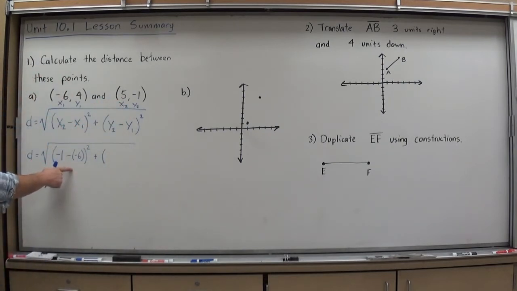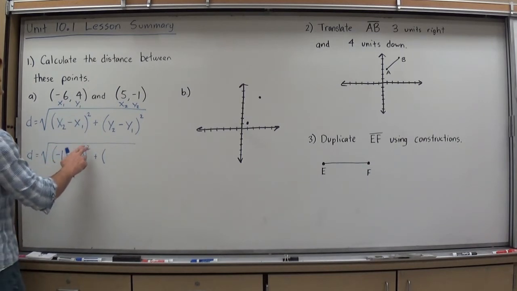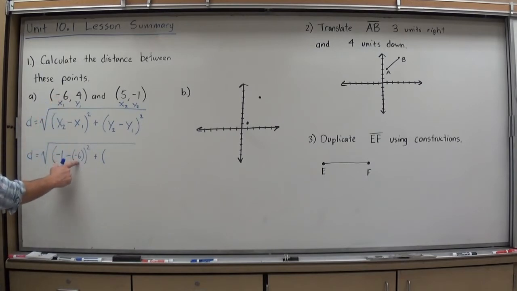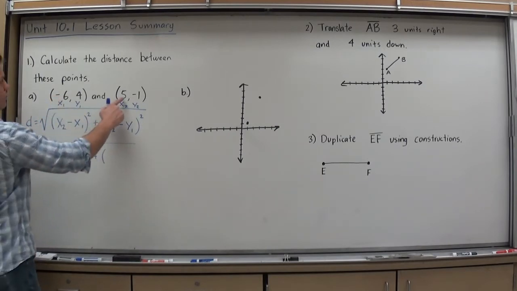See, I already mixed it up. I did the y's there. So I should have done x2 minus x1. x1 is negative 6. x2 was 5.